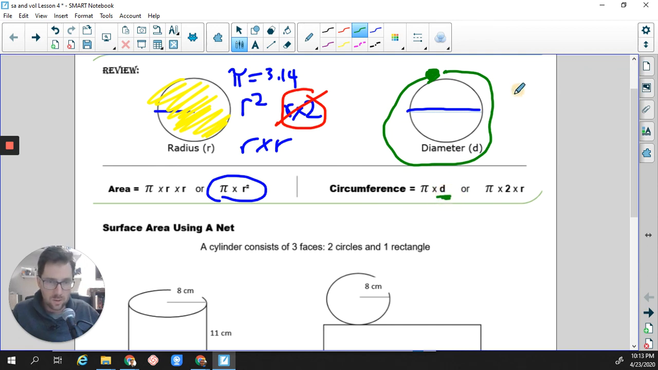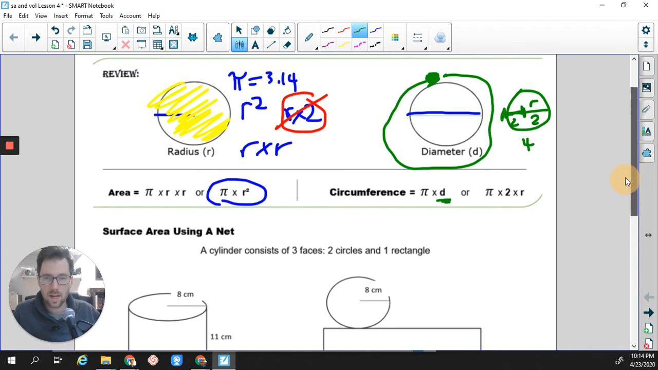And so if you had a circle and you only knew the radius, that would be your radius. In this case, you would need to double your radius to get the diameter. So you have pi times 2 times r. So in this case, if you had a radius of 2, your diameter would be 4, because if half of the way across is 2, the other half of the way across would be 2. Okay, a little recap there for us. So hopefully we are good there.